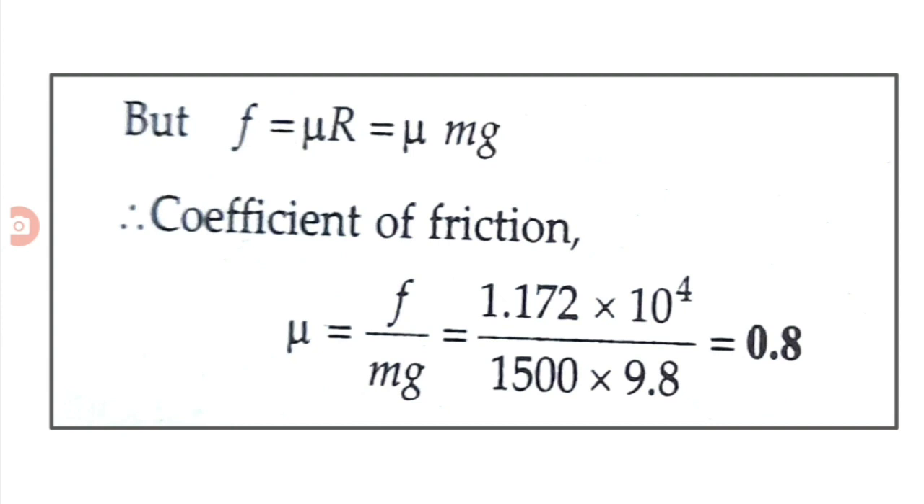Now equating that force to mu R or mu N, where N or R is the normal reaction, we have the coefficient of friction as the force by mg, that is 1.172 into 10 raised to 4 by 1500 into 9.8. We'll get it to be 0.8.